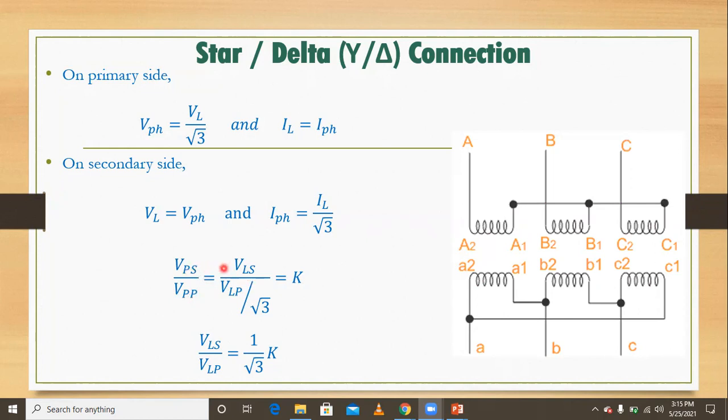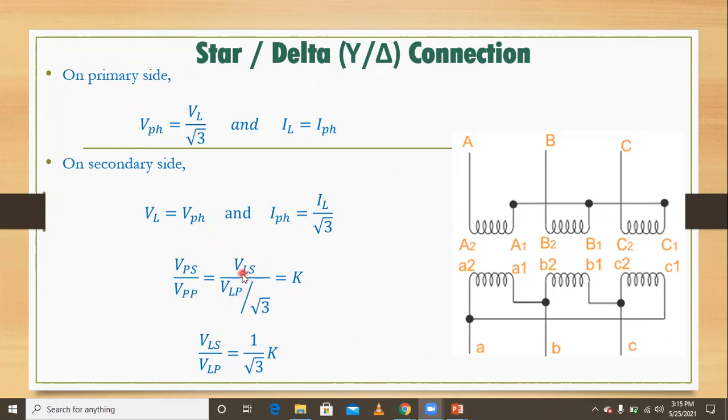Secondary phase voltage is equal to VLS. Because on the secondary side the transformer is delta connected, the secondary phase voltage is nothing but the line voltage VL, that is called VLS. And then the primary phase voltage is nothing but VL by root 3, that is, the primary side VLP by root 3.